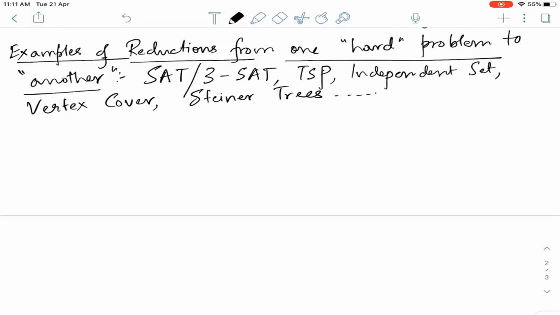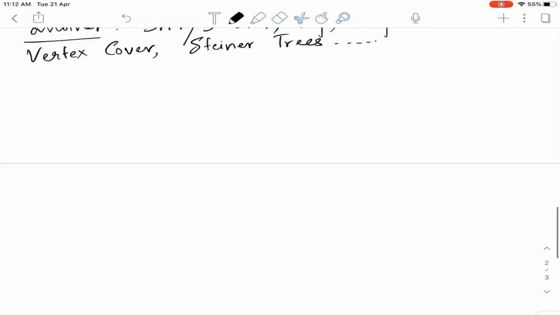So let's see an example of a reduction. The first reduction that we are going to do is, before that, let me actually talk a bit about decision problems. Let me start by defining the problems that I want to show a reduction on, and then I will introduce you to what we mean by decision problems.